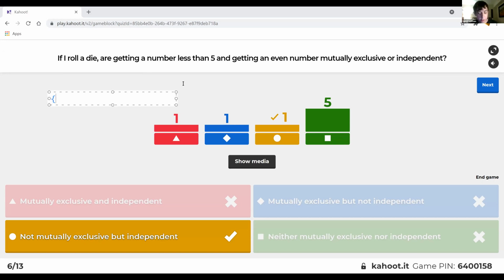the numbers that are even are 2, 4, and 6 out of the entire sample space. The numbers that are less than 5, I wonder if I messed this question up. Maybe I did. Looks like I messed this question up. So you guys might have been right, but we'll go through the math anyway.